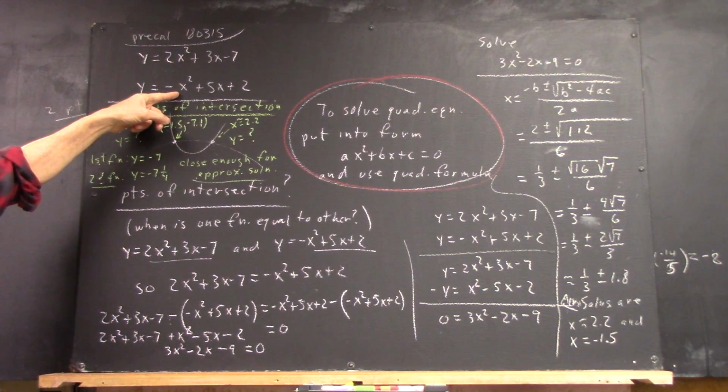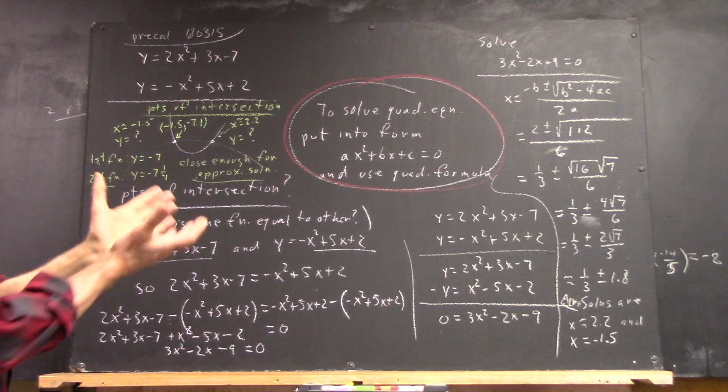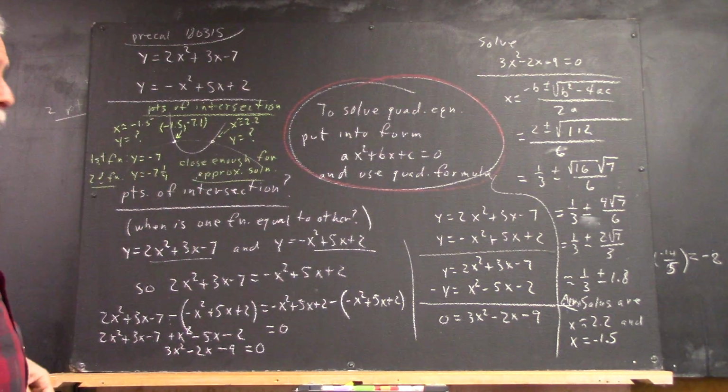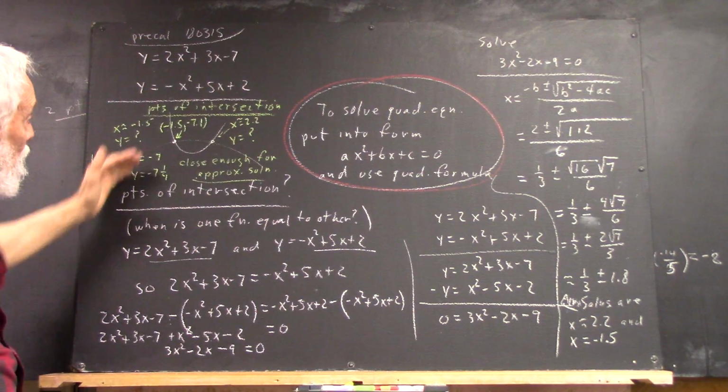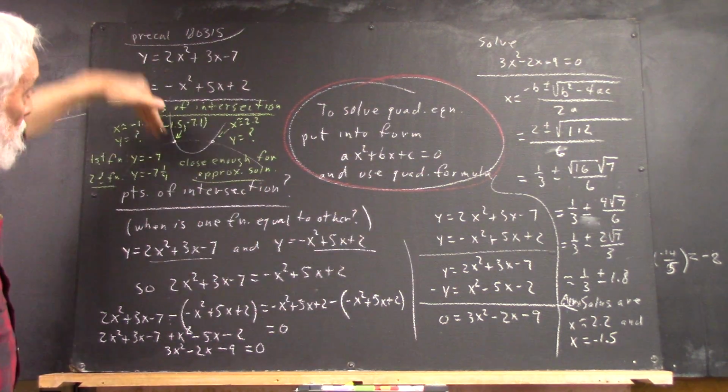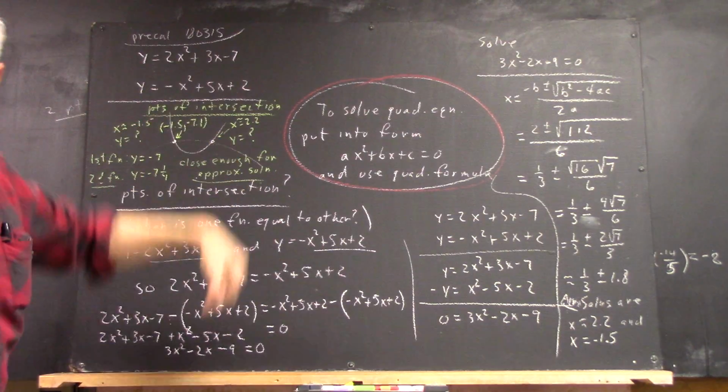Okay? Which means it's going to be an upside down parabola, but it's just as fat as the y equals x squared parabola, which means it's twice as fat as this one. So this one is down, this one is up, and this one is skinnier than this one.